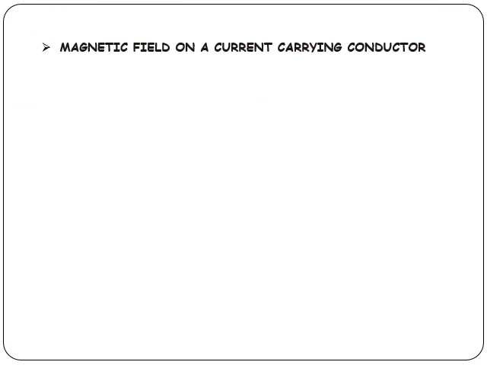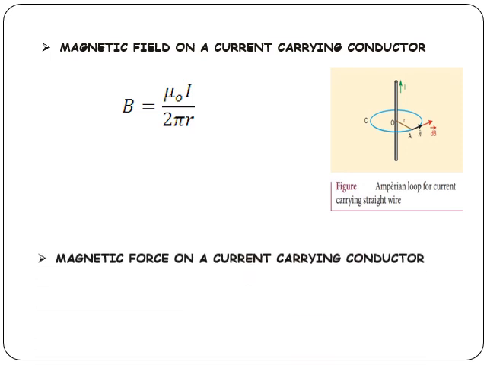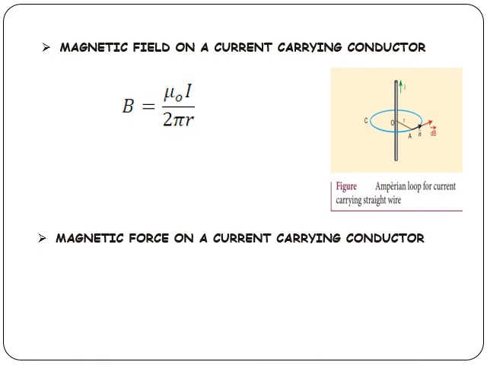So we will be using two formulae. First one is related to your Ampere circuit law, current carrying straight wire. The magnetic field due to a current carrying conductor is given as B is equal to mu naught I divided by 2 pi r. That is one equation. The other formula that we'll be using is the magnetic force on a current carrying conductor, that is F is equal to BIL sine theta.